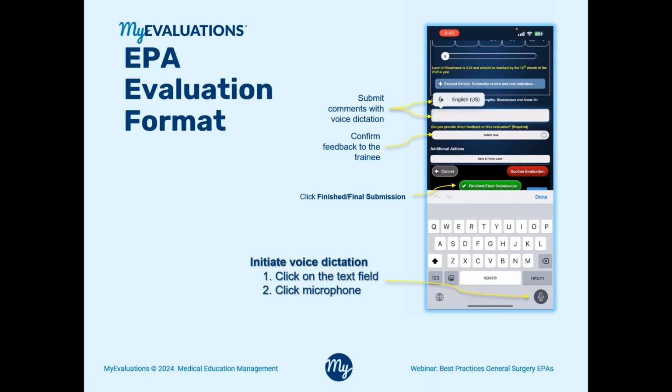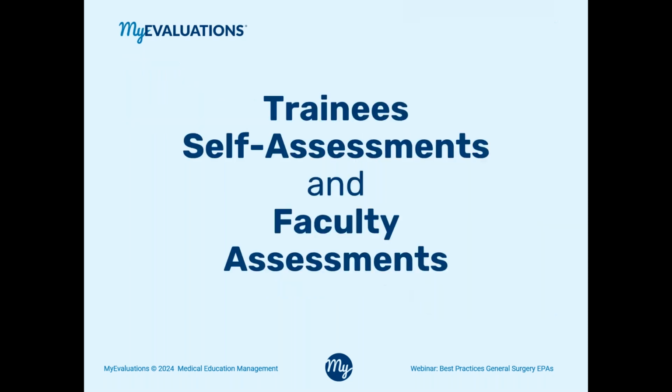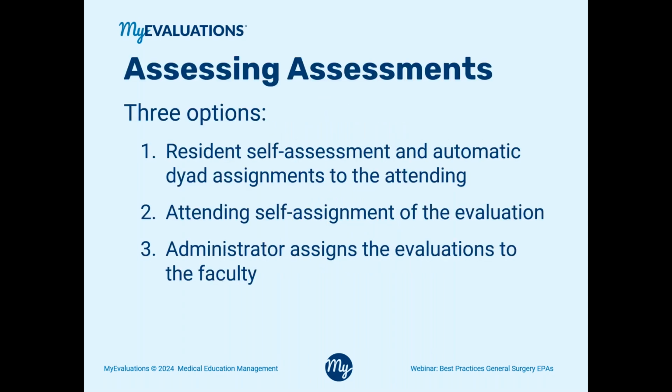Now that we understand more about the structure of the actual evaluation form, let's talk about how the trainees are self-assessing themselves and how the faculty will be assessing them. Remember, based on the ABS requirements, trainee self-assessments are considered a critical component of this EPA program. It's not just about faculty assessing, but about trainee self-assessment. So there are really three options for assessments. The first option, which is the one that I recommend you implement as a standard, is the resident self-assessment. That means the resident will do a self-assessment and the system will automatically assign a dyad evaluation to the attending.